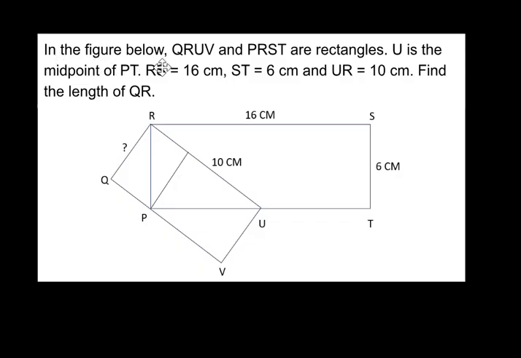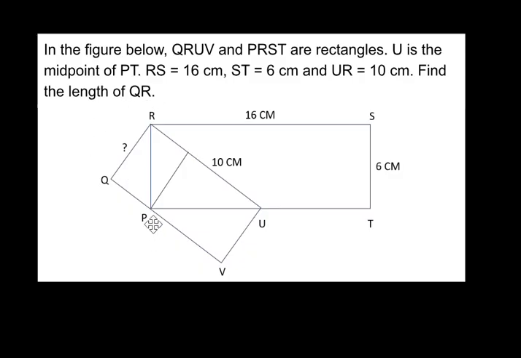In the figure below, QRUV and PRST are rectangles. U is the midpoint of PT, RS is 16 cm, ST is 6 cm, and UR is 10 cm. Find the length of QR.